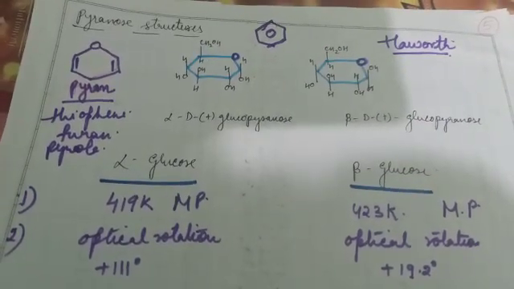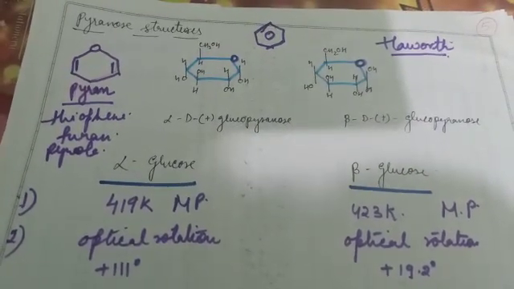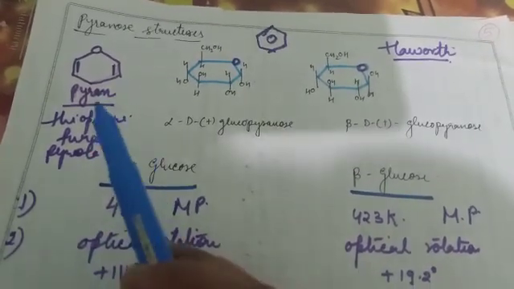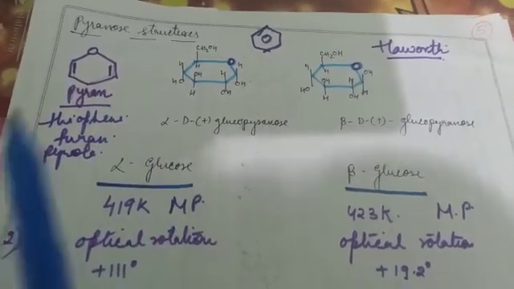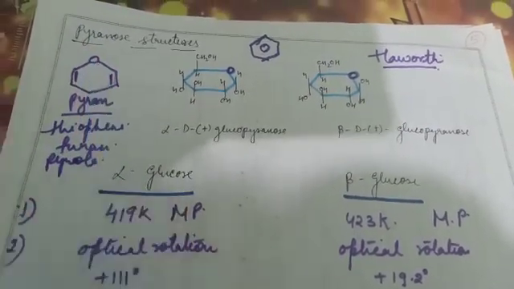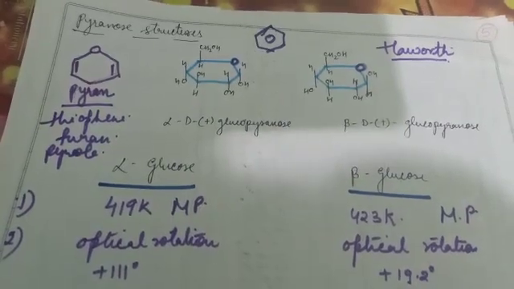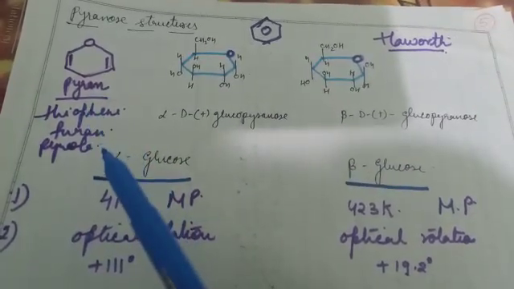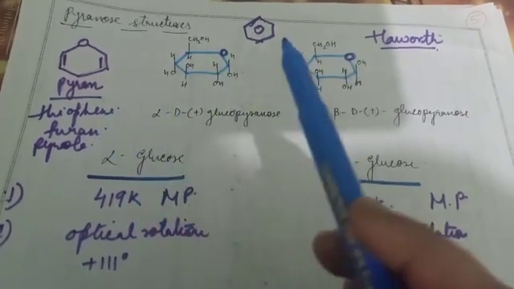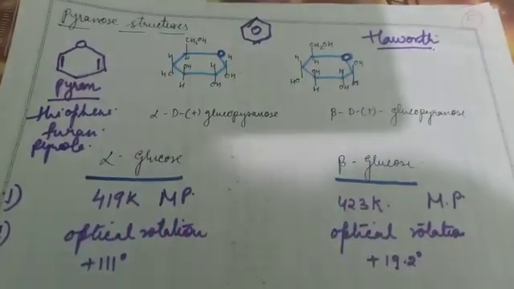Today we'll study about pyranose structure. Now, you must be wondering what it is. Pyran is a heterocyclic compound, a compound with 5 carbon along with an oxygen atom. It also follows the law of aromaticity, Huckel's rule, 4n plus 2 pi, exactly like benzene or its derivatives.